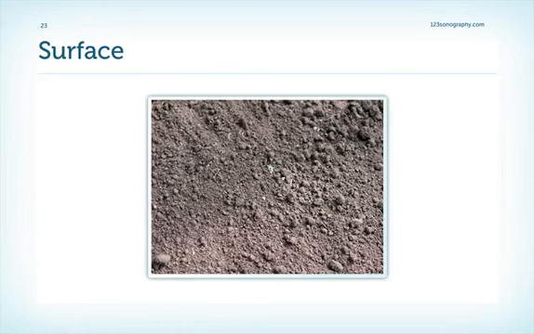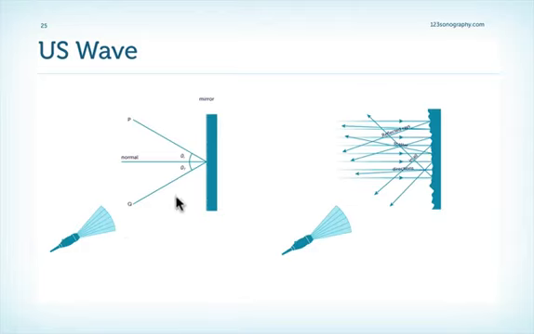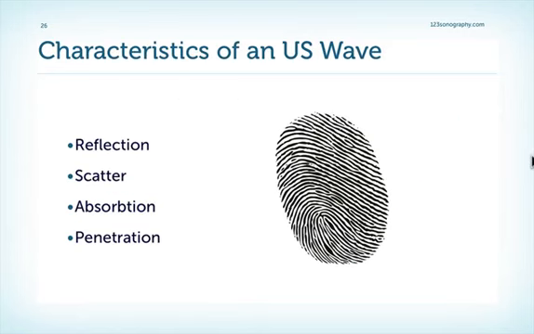The reason why ultrasound still works is because we usually don't have flat surfaces but some texture. And this texture causes the ultrasound rays to scatter in all directions. Thereby we have reflections which do hit the transducer while others don't. So even if we have an angle towards the surface, at least some reflections will return to the transducer and help us build an image. So to summarize the characteristics of an ultrasound wave, we will find reflection, scatter, absorption, and penetration.